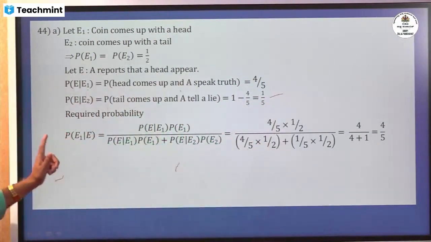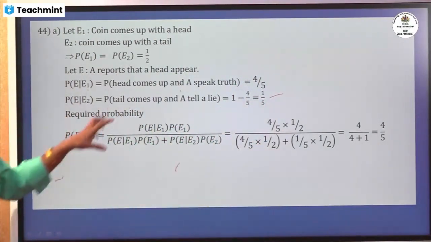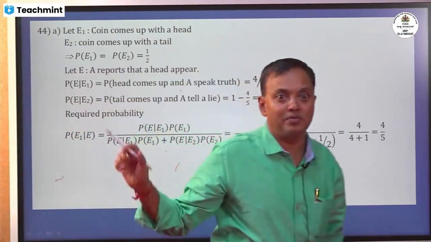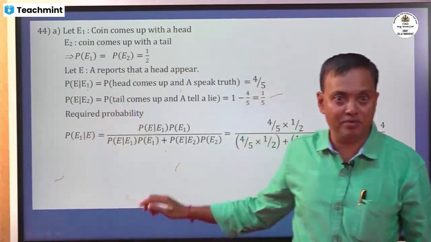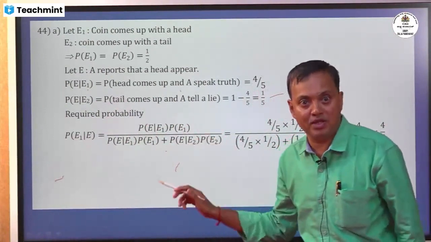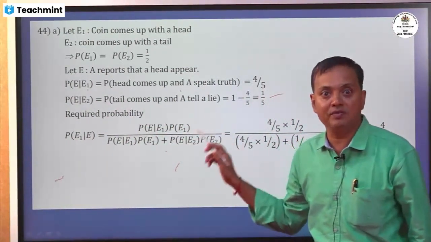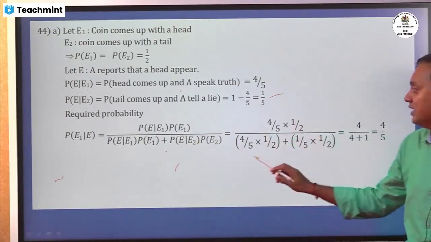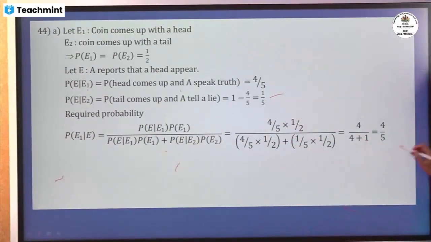Then we want the probability of E1 given E by Bayes theorem. Probability of E1 into probability of E given E1, divided by probability of E given E1 into probability of E1 plus probability of E given E2 into probability of E2. So substituting the values, we get the answer 4/5.